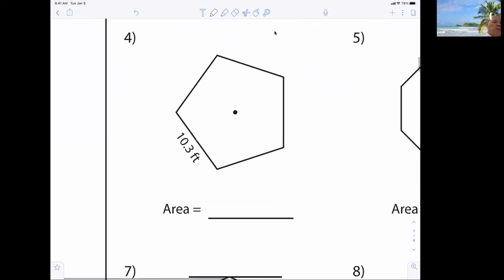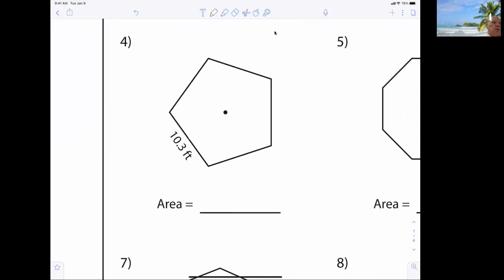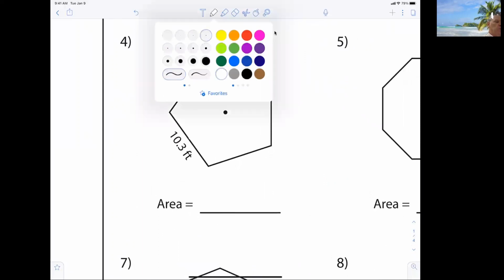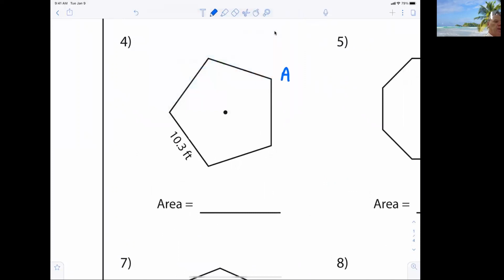And this is obviously a what? This is obviously a pentagon. So the first thing we're going to do is write A equals 5 times 1/2. What's the base? 10.3. Anybody got a problem so far? And then I'm looking for the what? I'm missing the height.